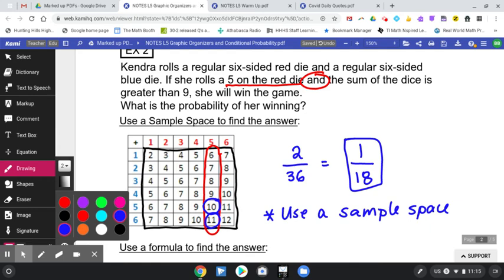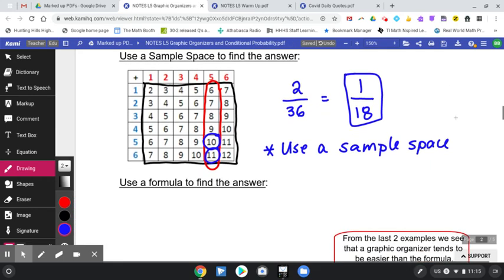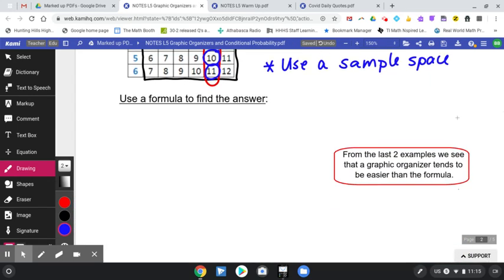I mean, really not difficult at all if you have the sample space. So when in doubt, make a sample space, and all you have to do is get in there and count them up. We're going to try the formula on this one. And again, it's pretty tricky. So we would be looking at the probability that she gets a red 5.